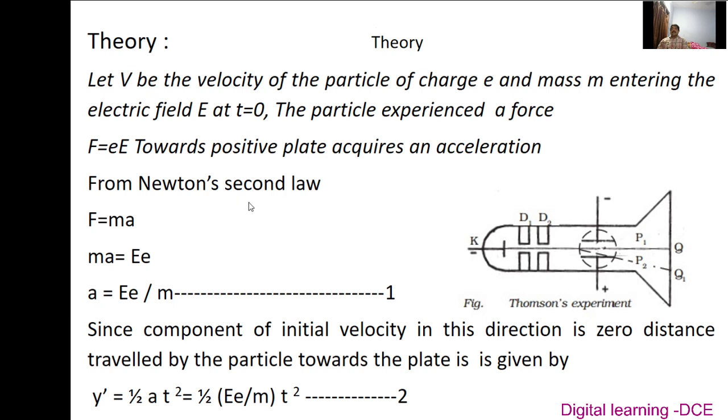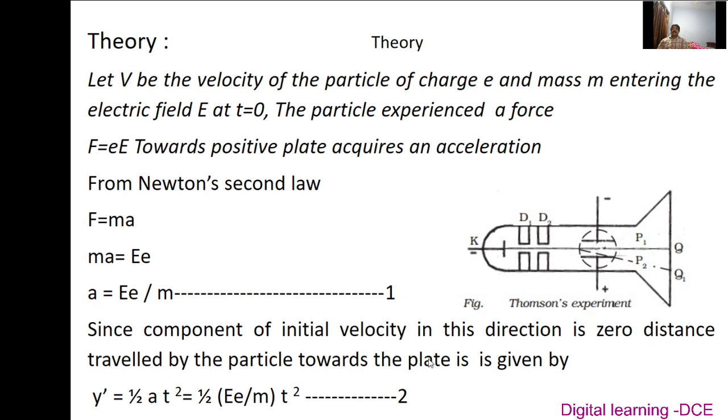From Newton's second law, we know that force is equal to mass into acceleration. When we compare these two equations, we get a is equal to eE by m. Here a is the acceleration acquired by the electron as soon as it enters the electric field, e is the charge of an electron, m is the mass of an electron, and E is the applied electric field strength.